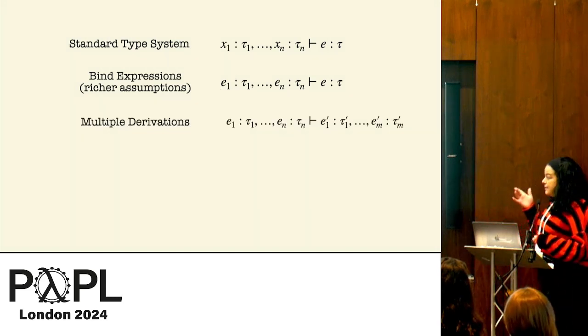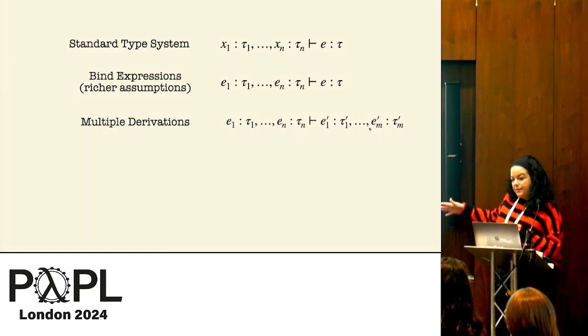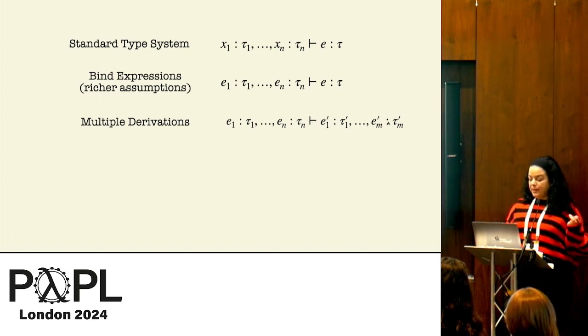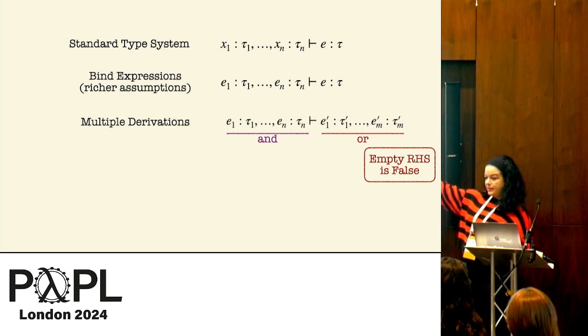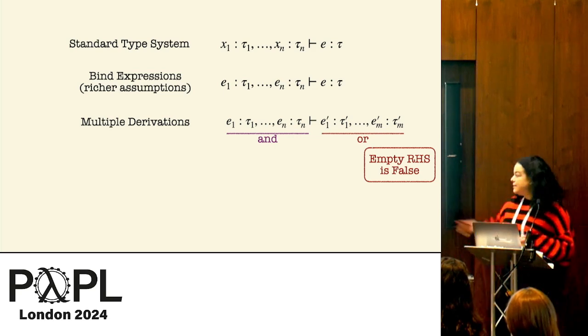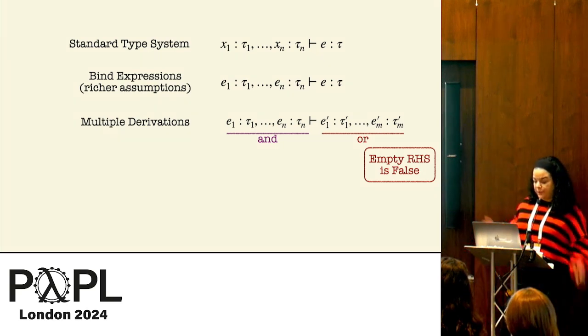In the next step, they say the right-hand side is going to get extended to have multiple derivations. So here I can prove that e1' has type T1', e_n' has type T_n'. And the interesting thing is that on the left I have ands, on the right I have or. I prove one of these. And since I have or, it means that an empty environment on the right-hand side means that I proved false.